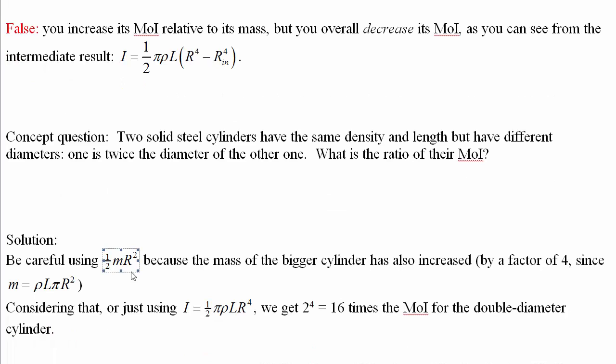You have to be careful again using half m r squared, the cylinder one, because the bigger one also has a mass increased by a factor of 4. So you get 2 factors of 4, or a factor of 16. Alternatively, you could just use the one in terms of density, which tells you that the moment of inertia scales with r to the 4 for a constant density, and we've got 16 times the moment of inertia for the steel cylinder with double the diameter.